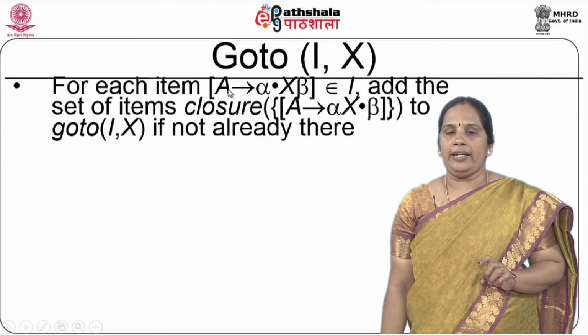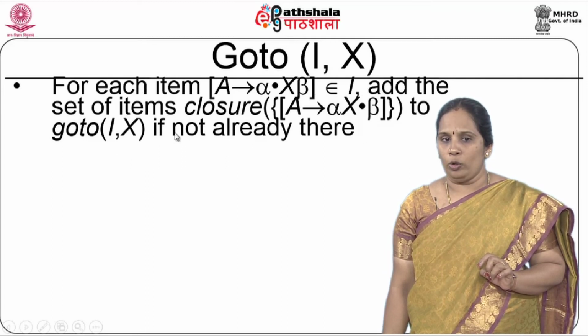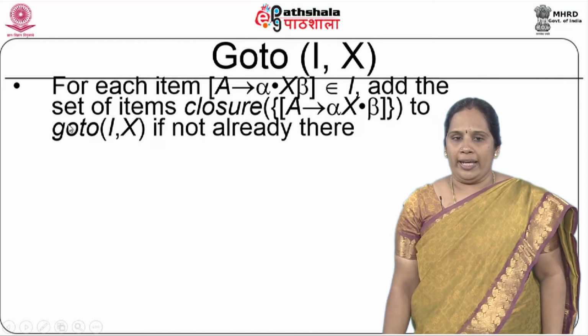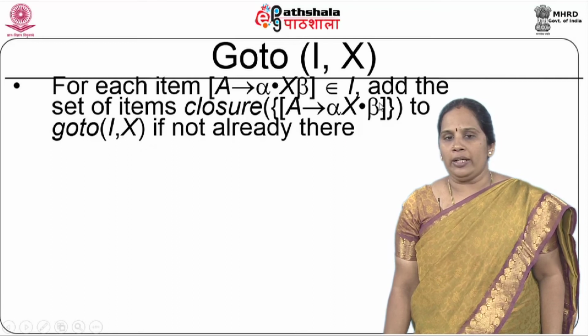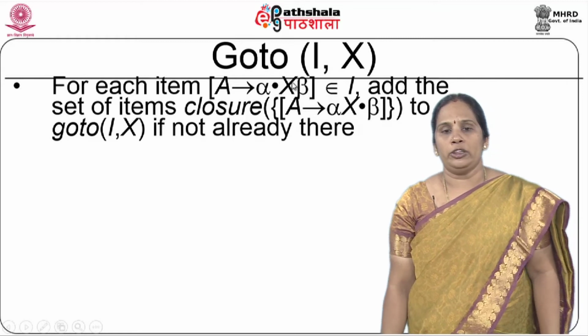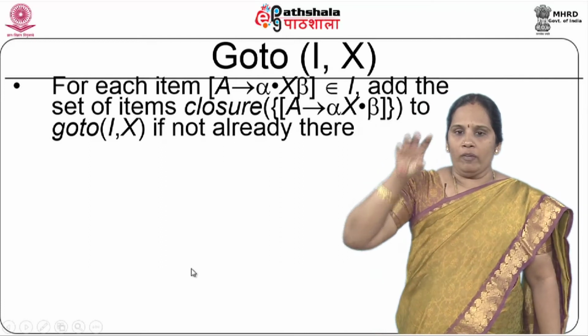So, for each item A produces alpha dot X beta belonging to I, add the set of items closure of A produces alpha X dot beta to the goto of I comma X if it is not already there. That is, goto of I comma X is computed by shifting the dot by one position to the right. That is, what is this? Okay, goto of I comma X means shift the dot by one position to the right, and that will be goto of I comma X.